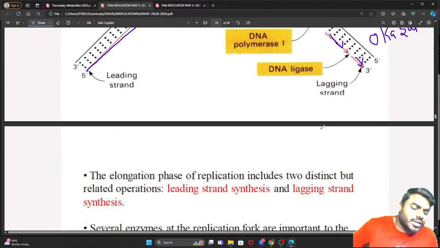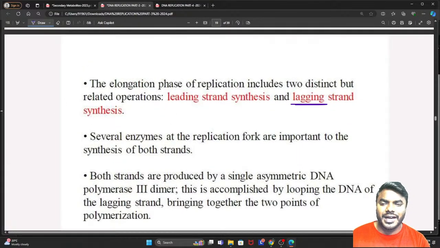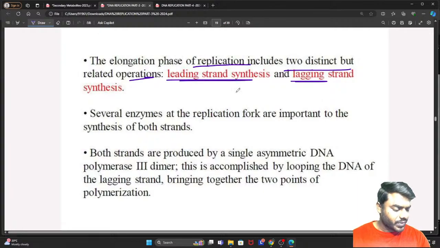Now, I'll explain this in a more elaborate way. Most of the students do not have an idea how exactly the lagging strand can be synthesized. Most of the people are confused. Now, your confusion will be cleared. Just try to understand the concept. Listen, the elongation phase of replication includes two distinct but related operations. One is called leading strand synthesis. Another one is called lagging strand synthesis.